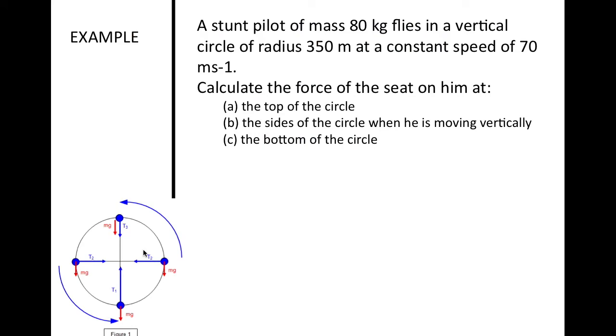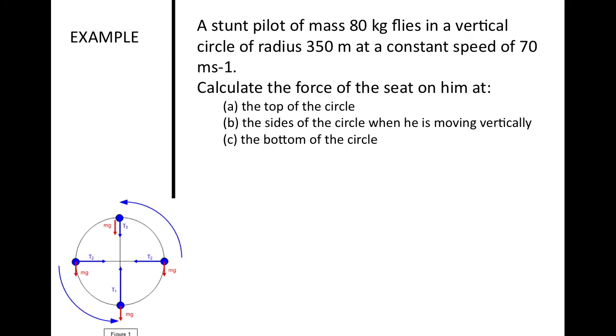Here's another example. Go ahead and try this and then start the video back up. A stunt pilot of mass 80 kilograms flies in a vertical circle of radius 350 meters at a constant speed of 70 meters per second. Calculate the force of the seat on the person inside at the top of the circle, at the side of the circle, and at the bottom of the circle. So just remember, this picture here is to help you to remember how to add or subtract your weight from your tension.